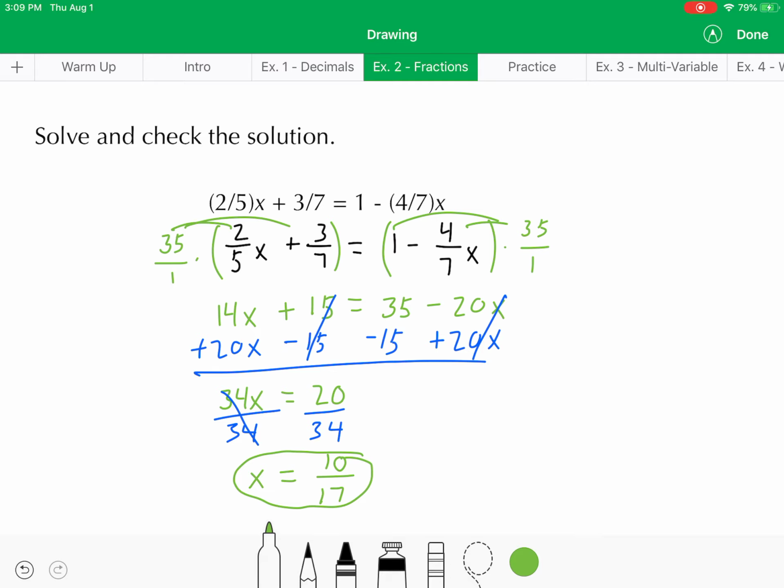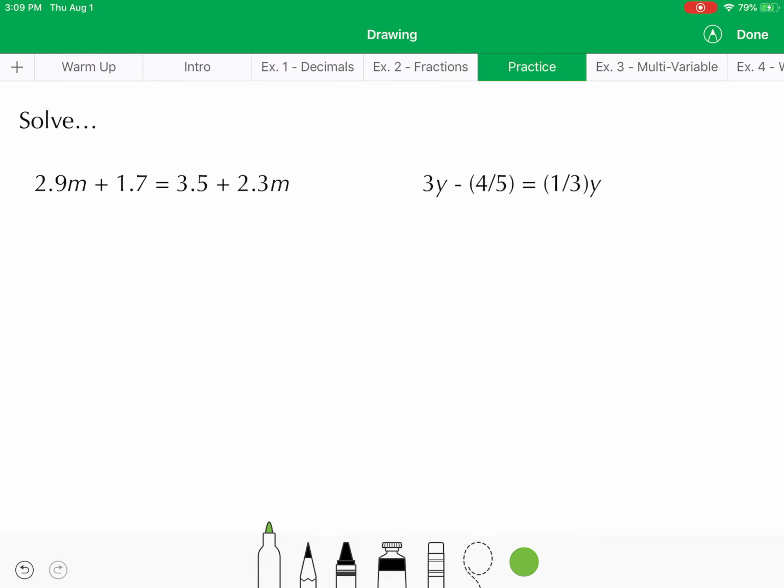All right, in the next sheet, you've got 2 equations to try on your own. I want you to pause the video for a few minutes, work through them, and then you can start the video back up and check your work.